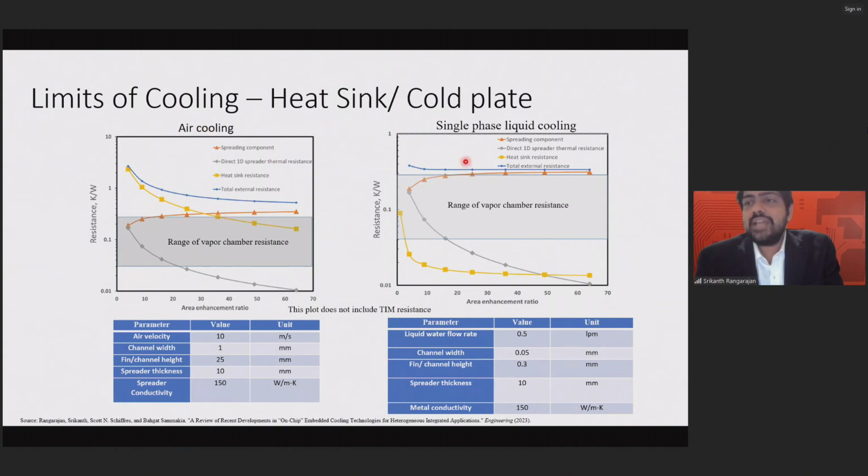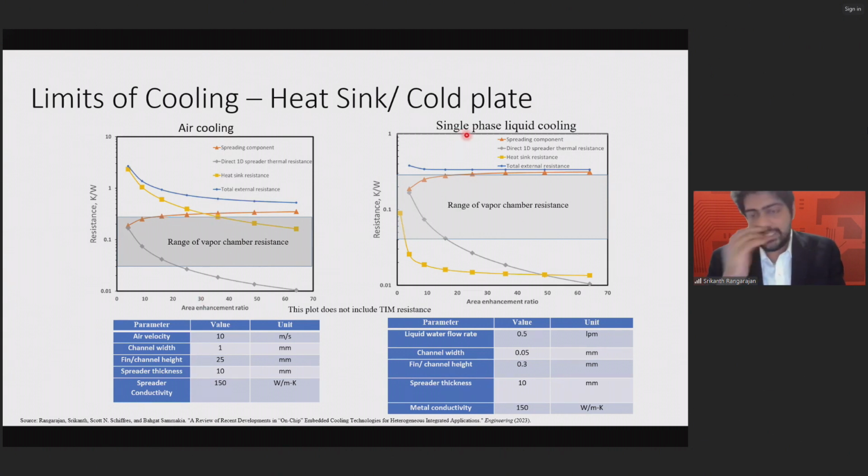And on the right-hand side, we have the theoretical limits for single-phase liquid cooling. And if you follow the yellow curve on both of these plots, which is the heat sink resistance, you see that for air cooling with its advanced area enhancement ratio, which means as the air cooling heatsink becomes more and more bulky, it can maximally get up to, let's say, 0.5 or 0.3 Kelvin per watt, because an area enhancement ratio of more than 30 might not be really desirable.